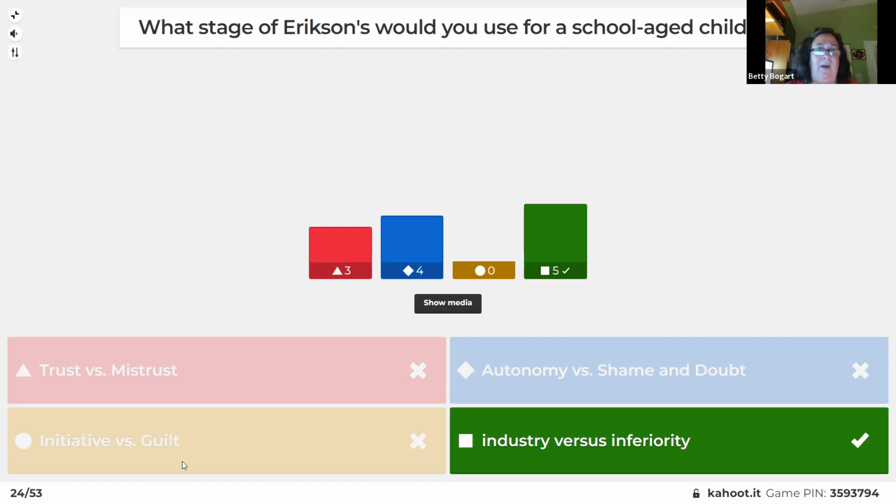And that shame and doubt is when the parents don't let them try. They want to dive bomb off the couch over to the other chair and be a plane, and mommy and daddy says no. And that's when they have shame and doubt. So you need to know these things. You will see them again.